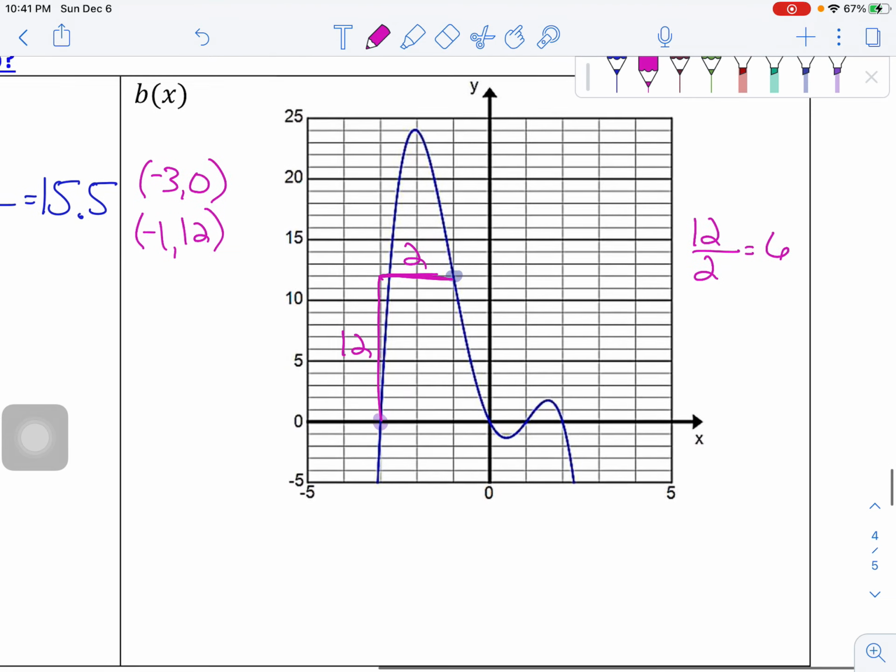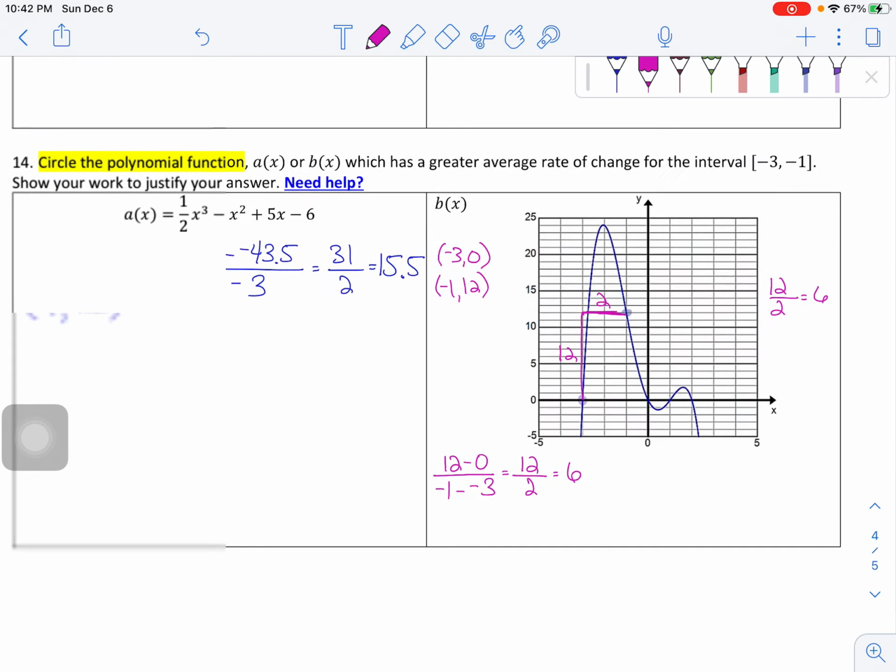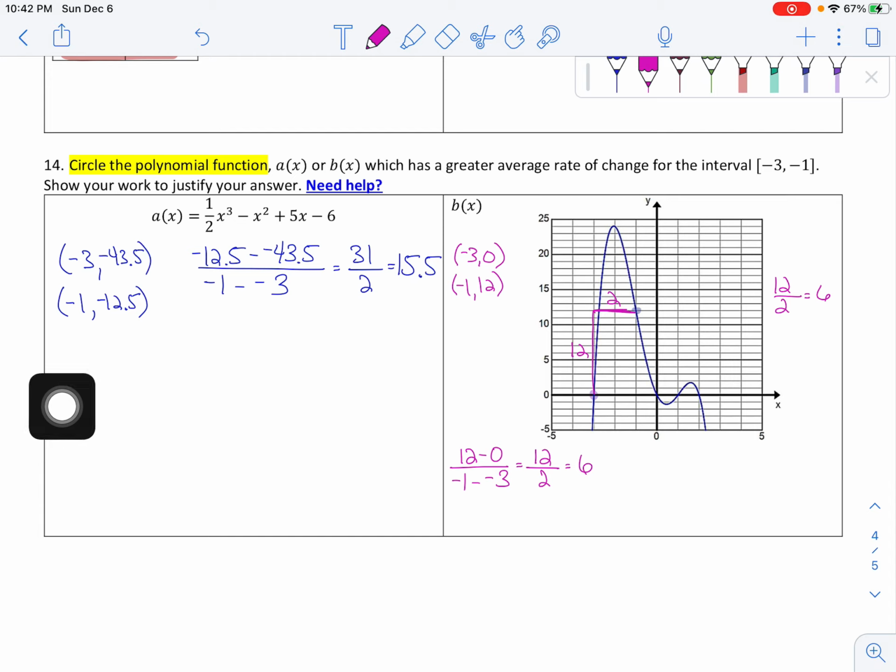Or if you're not a big fan of counting it out, and sometimes the numbers are kind of a pain to count, you can absolutely do the same thing we did in the last problem, which is just subtract it out using slope. So your second y minus your first y over your second x minus your first x. So 12 minus 0 is 12. Negative 1 minus negative 3 is 2. 12 over 2 is 6. Now, obviously, we got the same answer, which is what should happen.